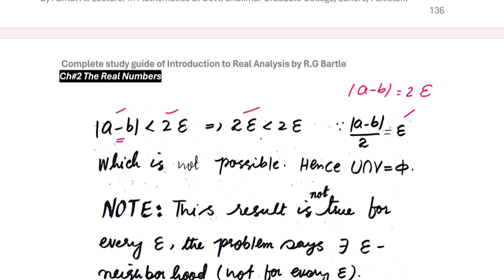This shows 2 epsilon is less than 2 epsilon, but this is not possible, because a real number cannot be less than itself. For example, can you say 5 is less than 5? No, this is not true. So this is false. Hence our supposition is wrong. Hence U intersection V is empty.